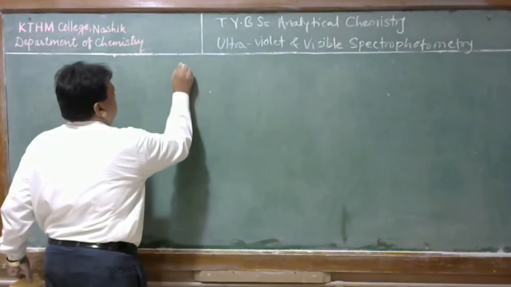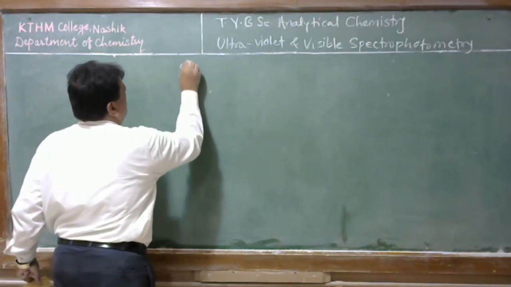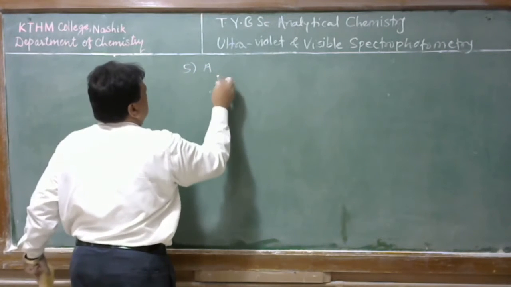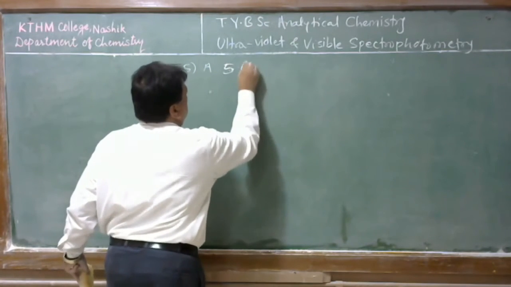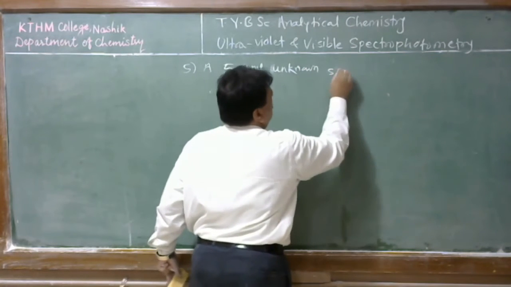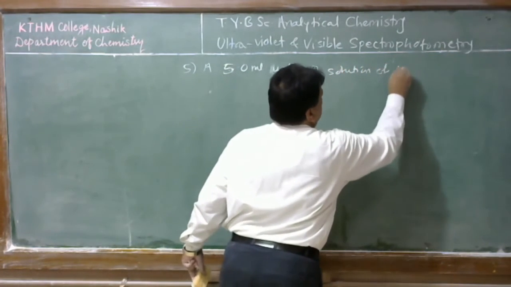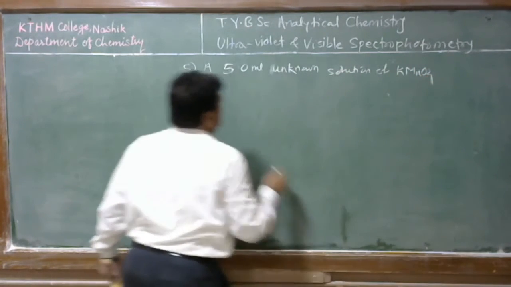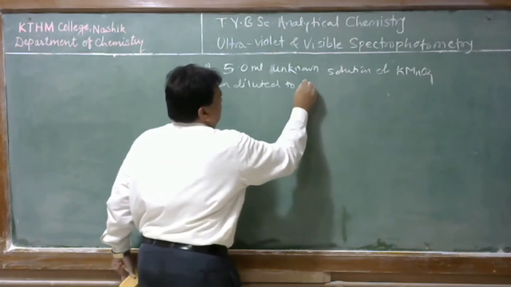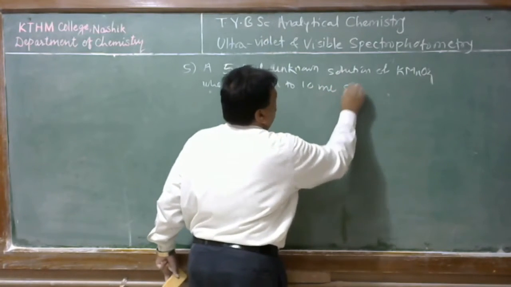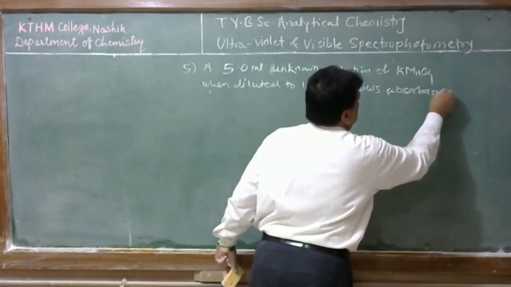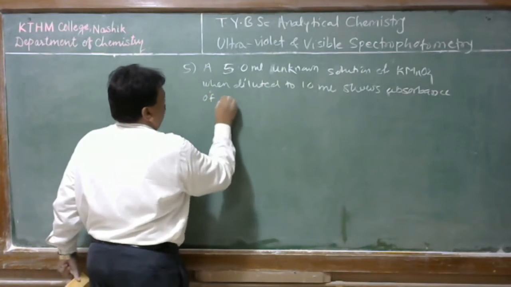The problem based on the standard addition method, that is number 5: a 5 ml unknown solution of KMnO4, when diluted to 10 ml, shows an absorbance of 0.23.